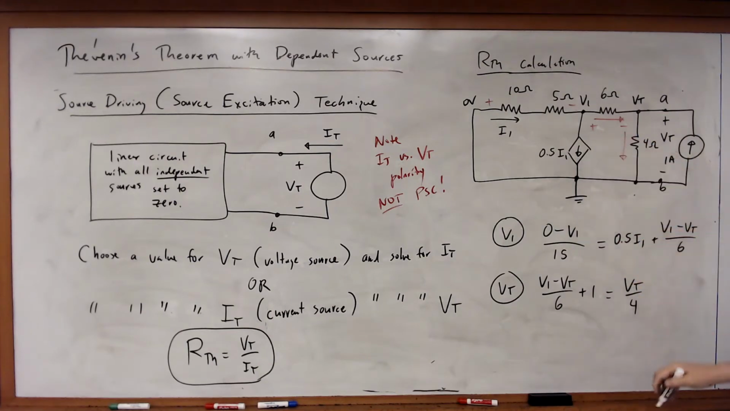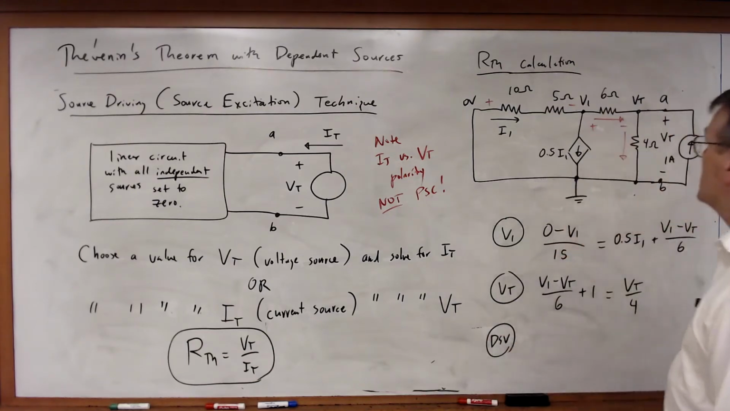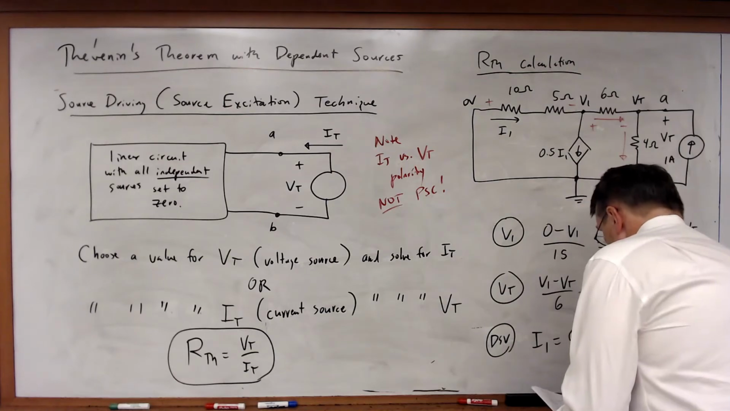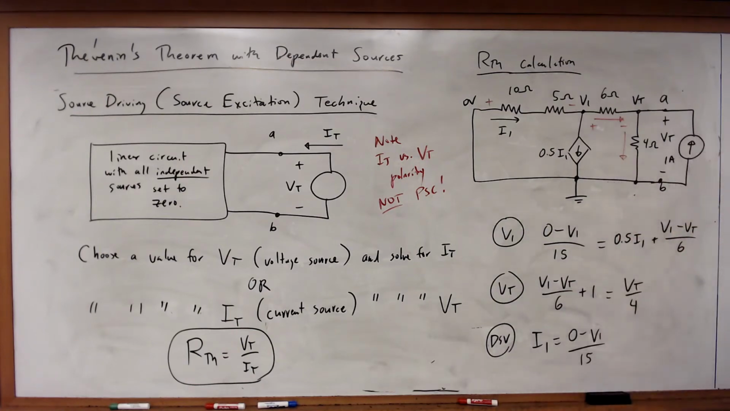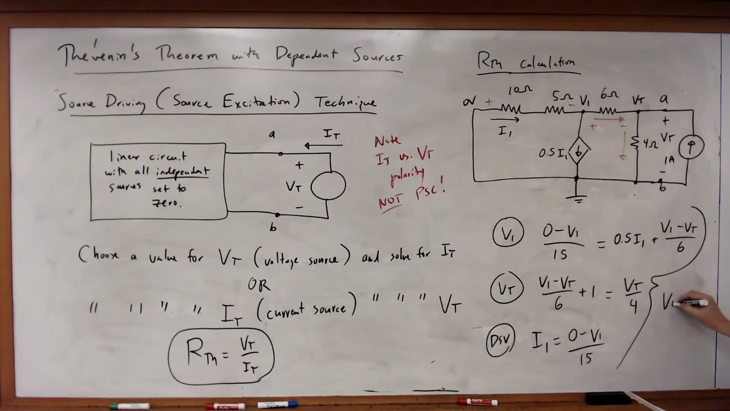Now I still need the dependent source variable. I got to define my I1 term. And so in this case, 0 minus V1 over 15 is equal to I1. And now I can solve, and if I solve for these, put those into Mathematica, what I'm going to get is that VT is equal to 6.4 volts. And therefore, RTH is equal to VT divided by IT, except IT was just 1 amp, so it's just equal to VT divided by 1 amp, which is equal to 6.4 ohms.